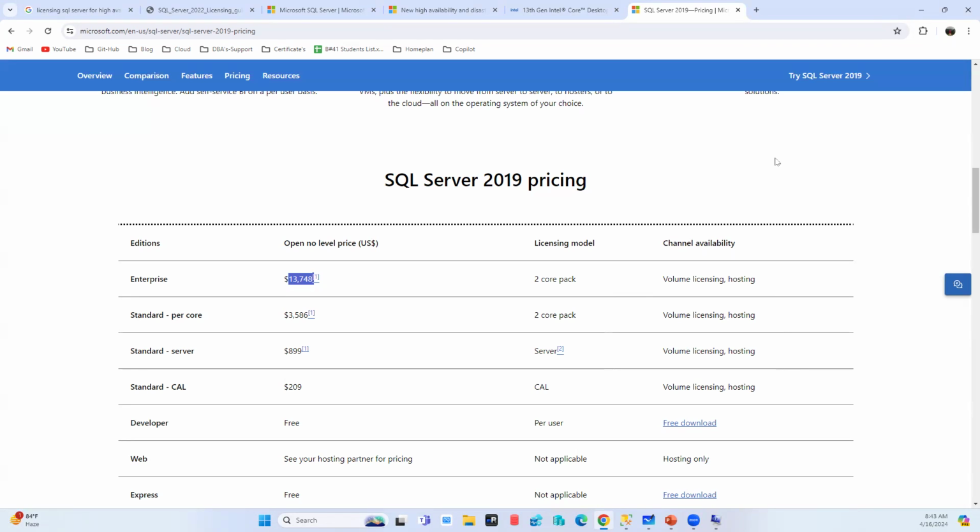It's like a product we are going to purchase from Microsoft. Once we purchase, we can use it wherever we want. That's it. Now, when you go for Standard, it's very less, ma'am. $3,586 we are going to pay for two cores. See the major difference between Enterprise and Standard.